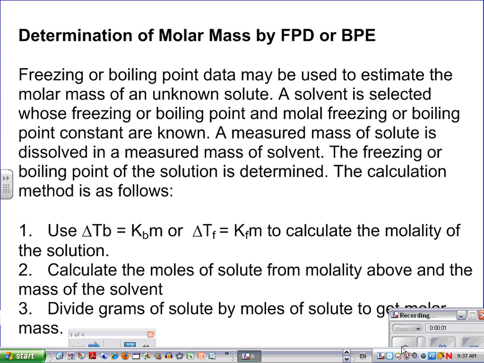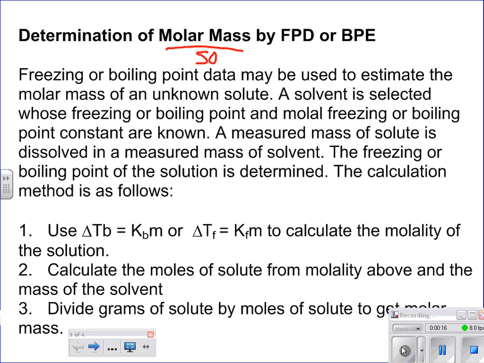We go with our last day of solutions. Really all we're going to be doing is talking more about colligative properties, but we're going to be able to figure out the molar mass of our substance. And if it's a molar mass, chances are we're talking about the molar mass of our solute. We're going to do this by freezing point depression or boiling point elevation.